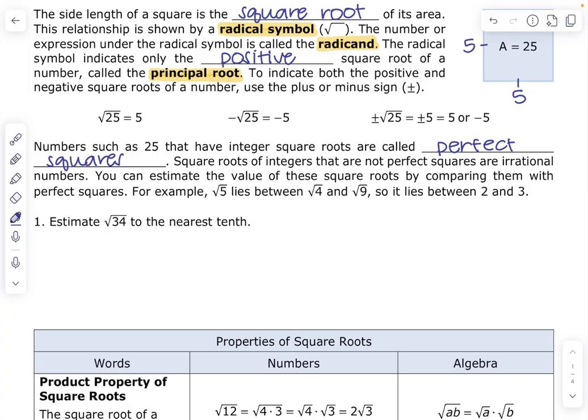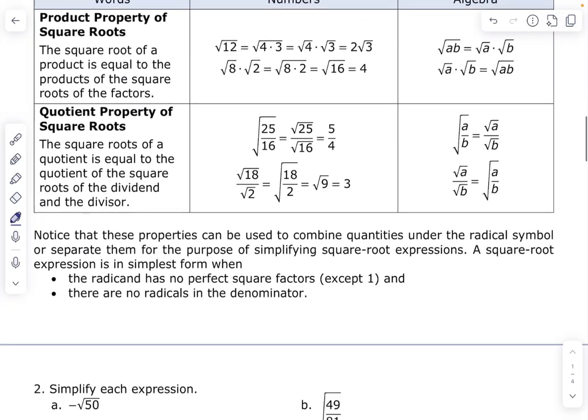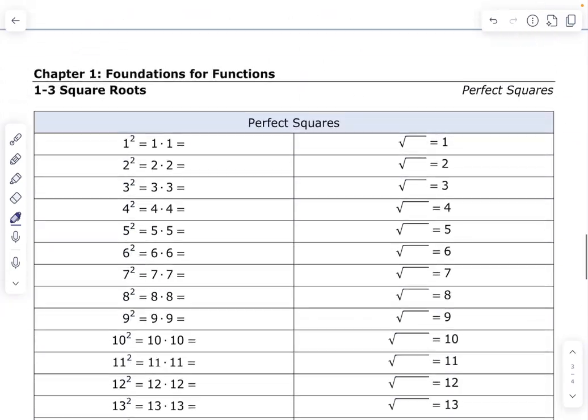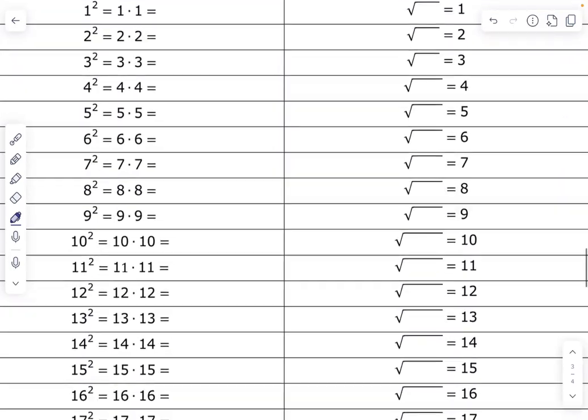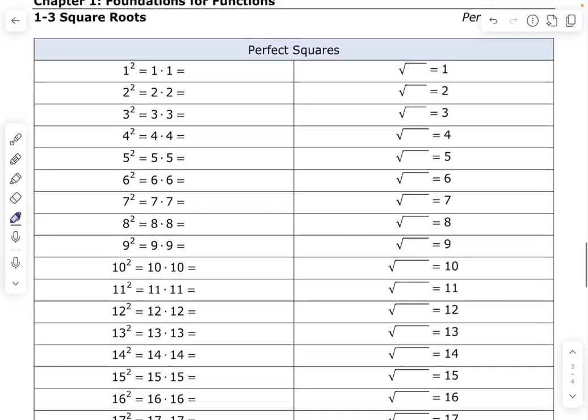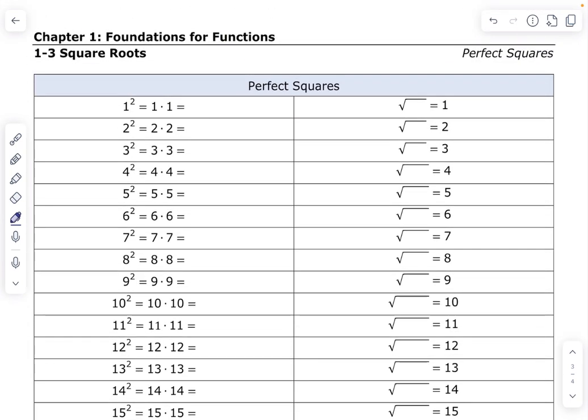Okay, I want to pause there before we move on. We're actually going to skip down to this table below. I'd like to fill out some perfect squares. This is going to be helpful to reference in the rest of this video and in class when we practice.